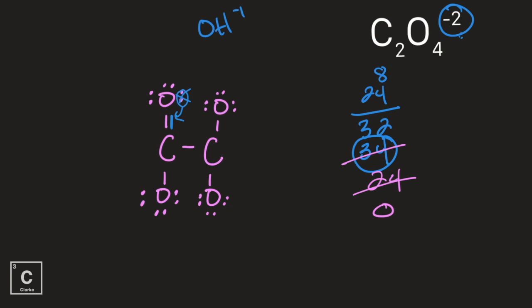This carbon now has 2, 4, 6, 8. It's good. We need to do the exact same thing to the other oxygen. So I'm going to grab 2 electrons and I'm going to move them and make a double bond. Now, this is another resonance structure. We put the double bond here and here, but we could have had it here and here. We could have had it here and here. So they could be diagonal from each other. They could be parallel from each other. Resonance structures.